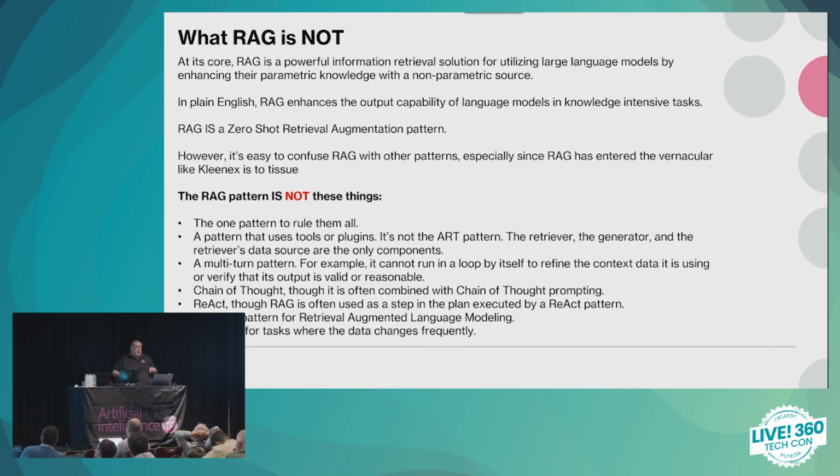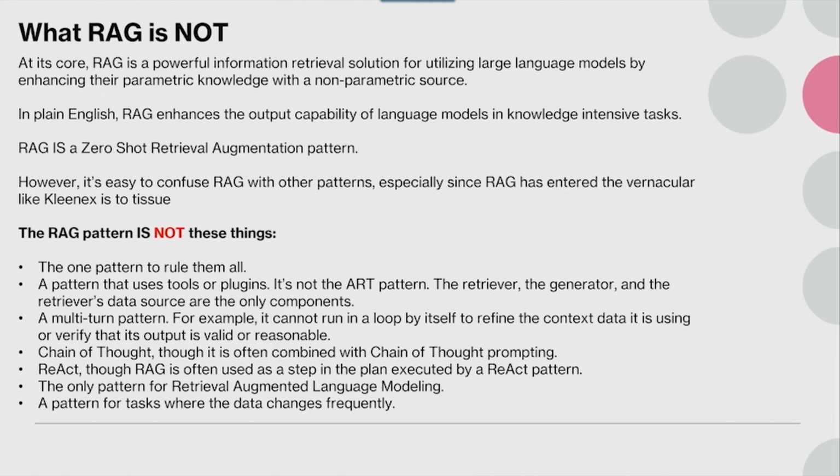You know why, folks? Because the agent has to have the ability to loop and go back. RAG doesn't do that. So it has to be only one step inside of that agent to do its job, but something else has to loop. RAG does not loop. So remember that as well. A multi-turn pattern, which is what I just said, for example, cannot run in a loop by itself to refine the context data it's using or verify that its output is valid or reasonable.